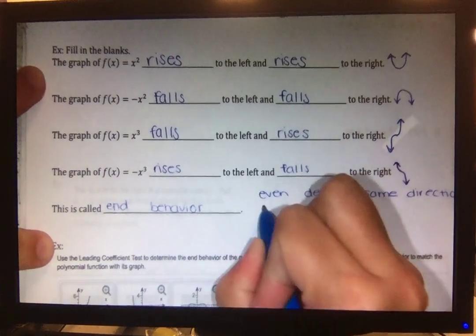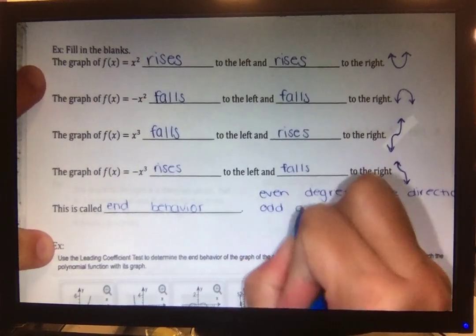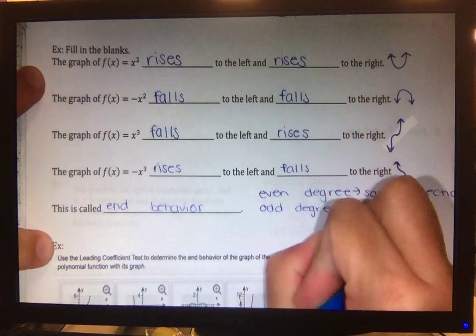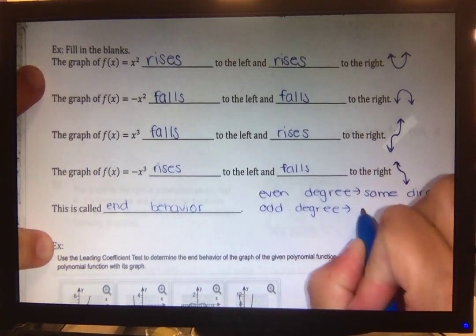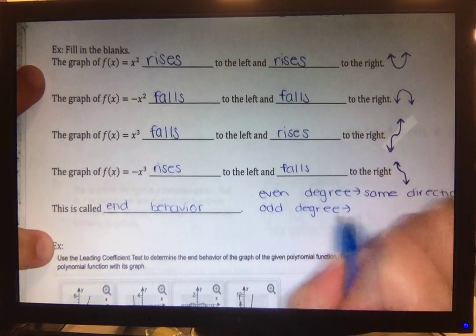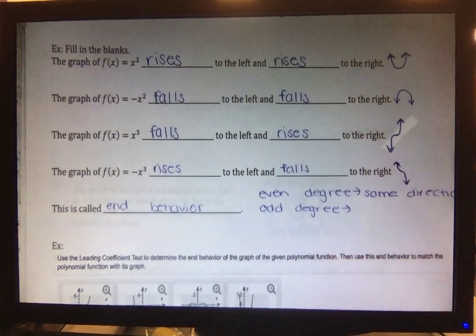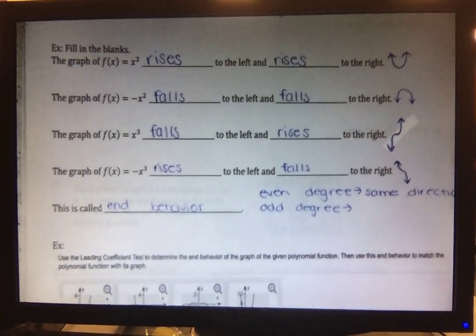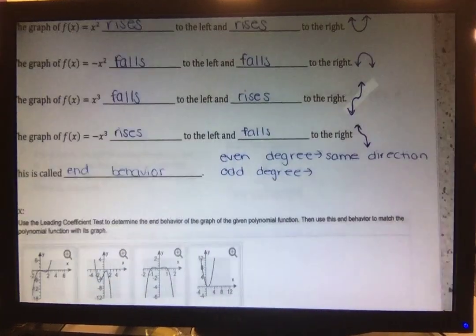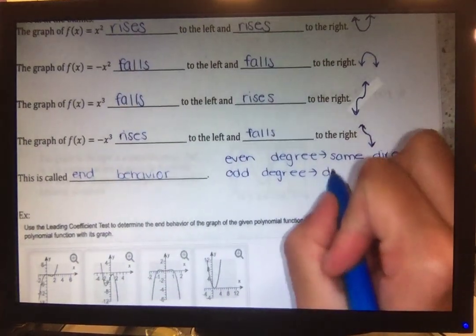So with that being said, if it has an odd degree, not the same, different, opposite. What about odd and opposite, because both have O's? No? Okay, so what do you like? Different. Different, fine. Or not the same.